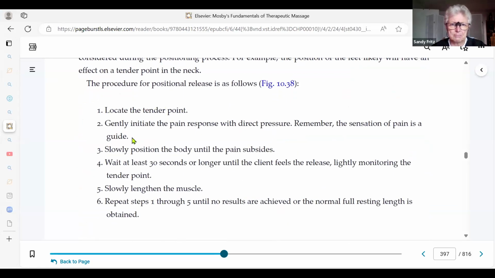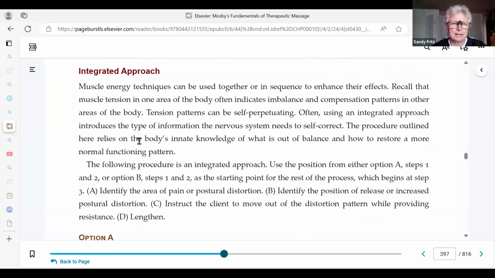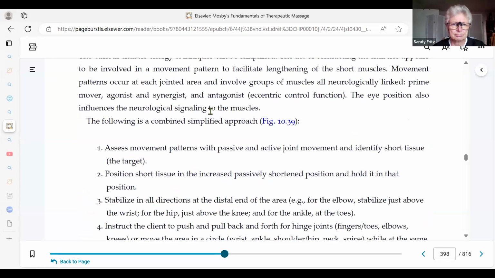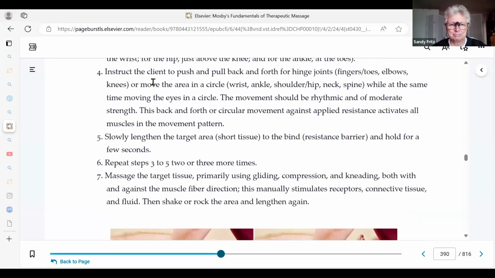So here's a step-by-step on this. And then putting it all together, that's what this integrated approach is. And of course, I like to remove complication. And so here is the pulling all of this together and making it simple.